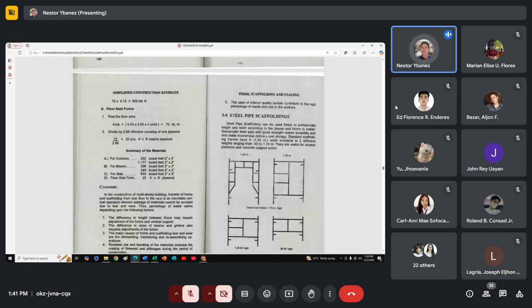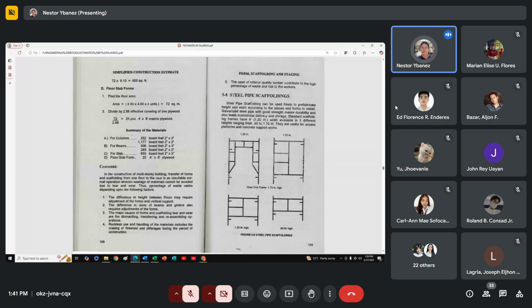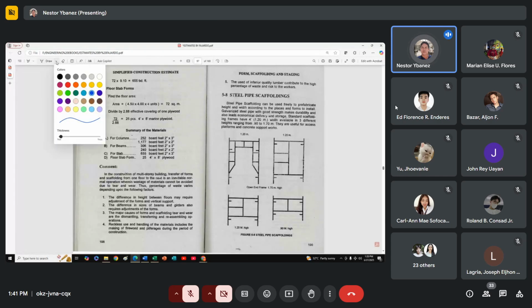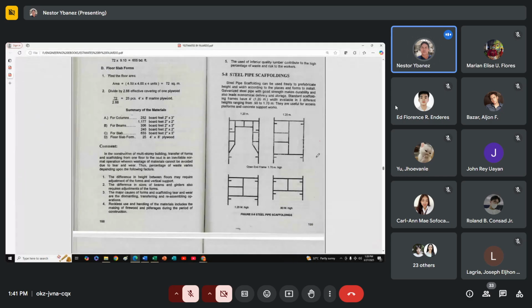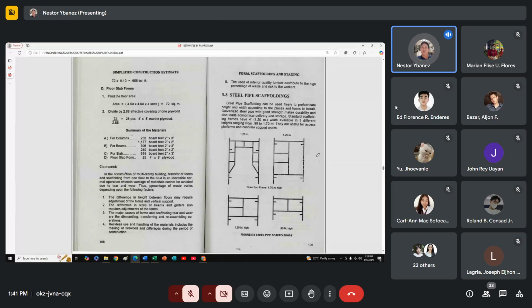Okay, so let's proceed with steel pipe as component. Ang scaffoldings, there are times when you want to use the steel pipe. So, kung pipe na siya, mga tubo na siya, no?